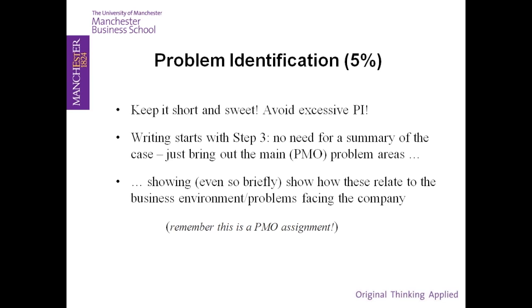So you need to show very briefly how these problems relate to the business environment and the problems facing the company. So set the scene in a certain way, but don't go into great detail and depth about this. Keep it short and sweet. And remember, this is a PMO assignment. This is not really asking you to analyze the marketing strategy of the company or its balance sheet or its cost structure. Those are important aspects that are covered in other courses, and if it was an integrated case, that's what we'd expect to see. But it's not, it's a PMO assignment. So we're really focusing on the people management issues, and consequently you need to focus on those, specifically the OB, people management aspects.